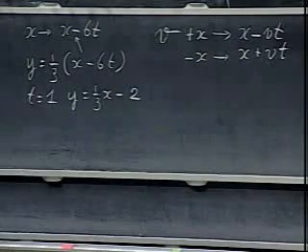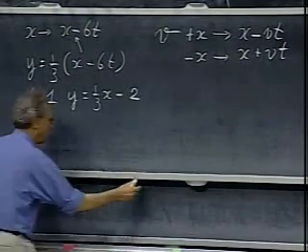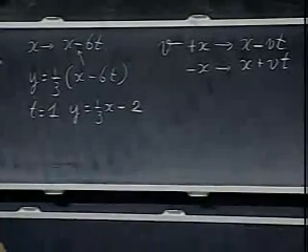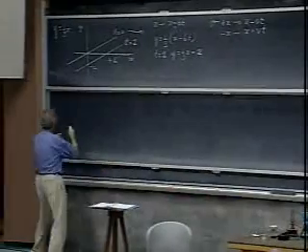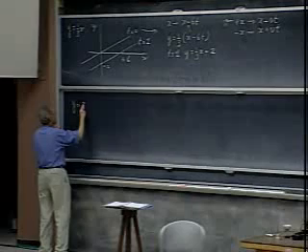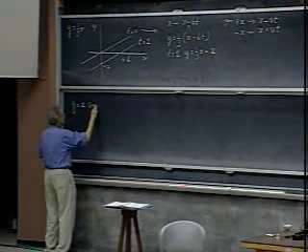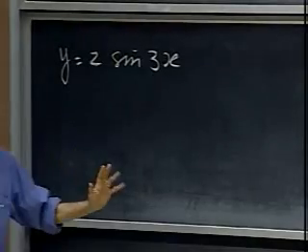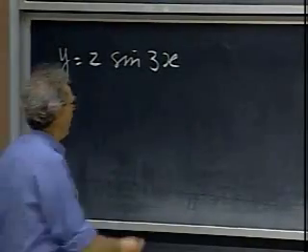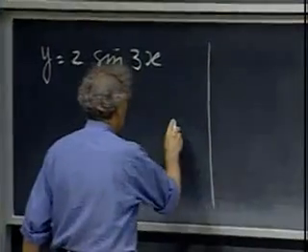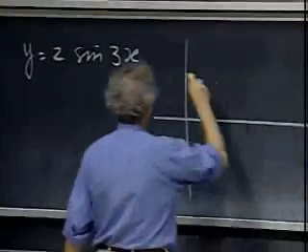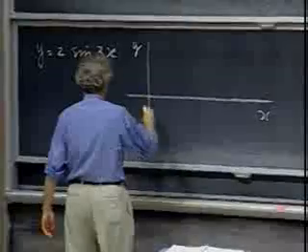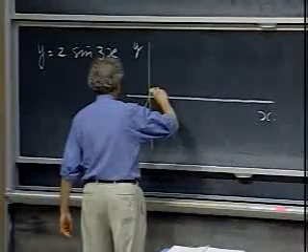So now I'm going to change to something that is a real wave. I now have y equals 2 times the sine of 3x. That's a wave. It's not moving, not yet. So I can make a plot of y as a function of x. And that plot will be like this.